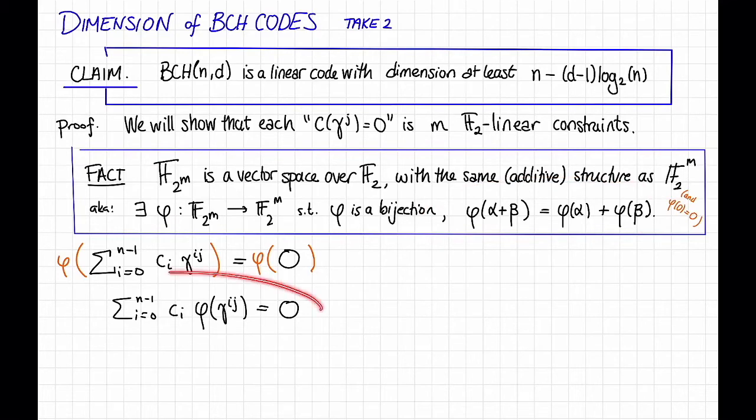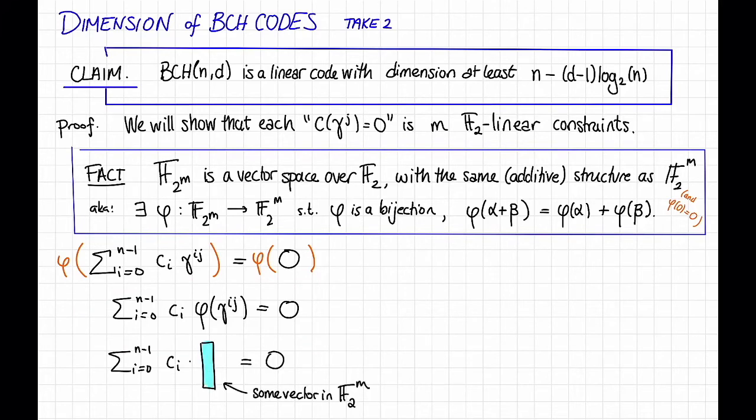So now we can just think about this as doing linear algebra over F2, and we can forget all of this fancy F2 to the m stuff. That is, I can write this equation like this. This says that the sum over i of this bit c_i, so that's 0 or 1, times some little vector of length m with entries in 0 or 1 is equal to 0.